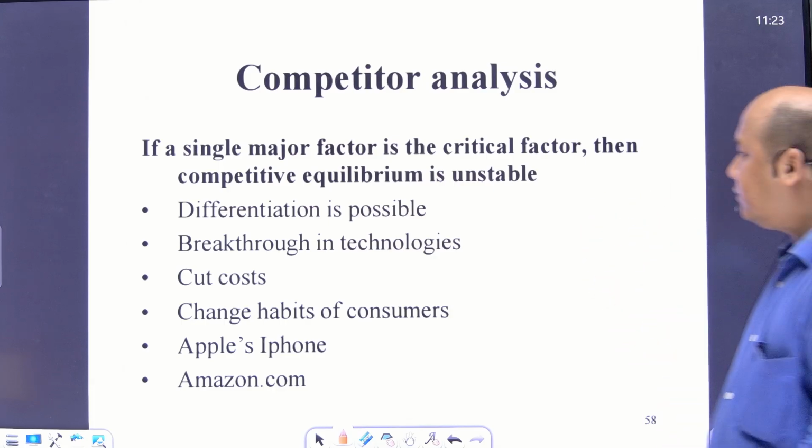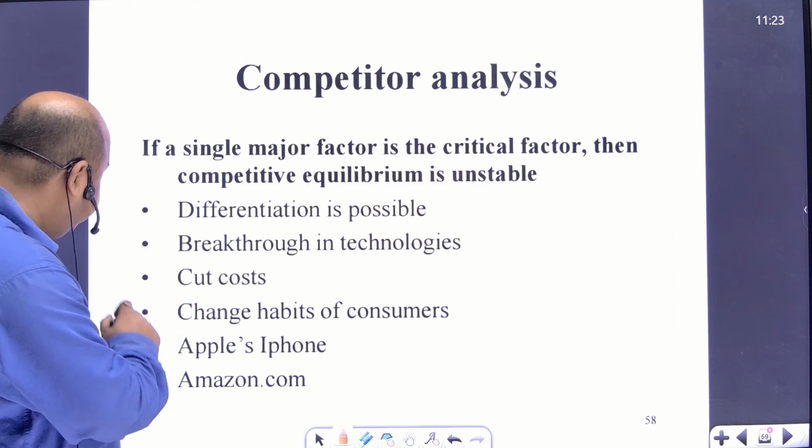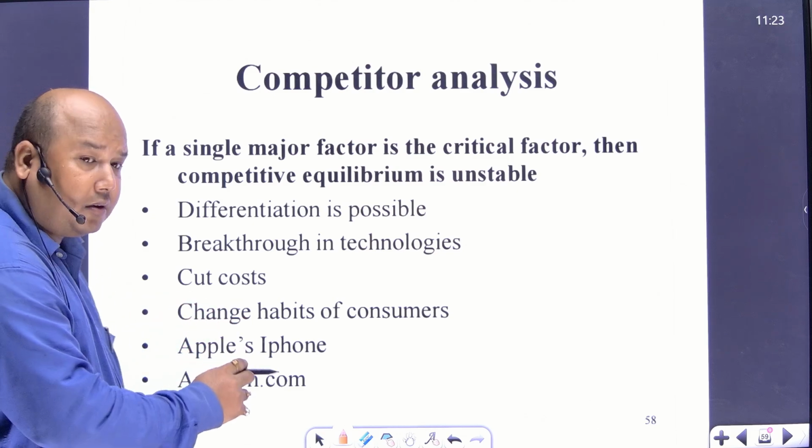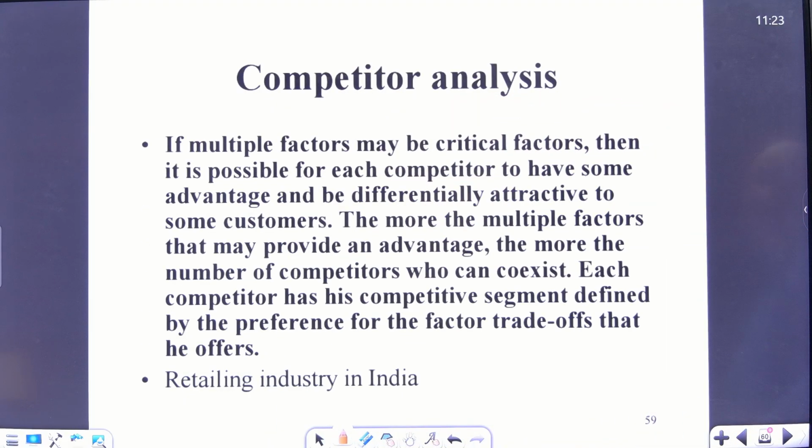Differentiation is possible through breakthrough technology or cutting cost, like Apple's iPhone, Amazon.com. If multiple factors may be critical, it is possible for each competitor to have some advantages and be differentially attractive to customers. The more the factors that may provide an advantage, the more competitors can coexist. Each competitor has a competitive segment defined by the preference for the factor trade-offs he offers.